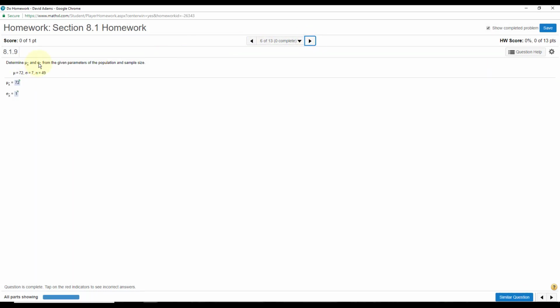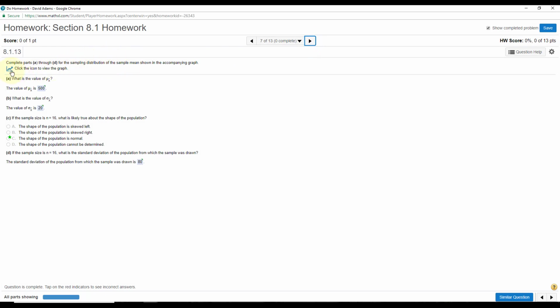Determine mu of x bar and sigma of x bar given the parameters. This is the same story. Mu of the x bars is always the same as the parent population's, but this right here will be the original sigma divided by the square root of n. Here the square root of n is 7. 7 divided by 7 is 1.